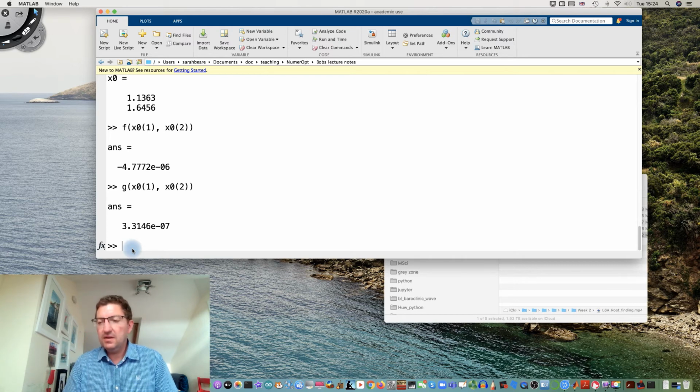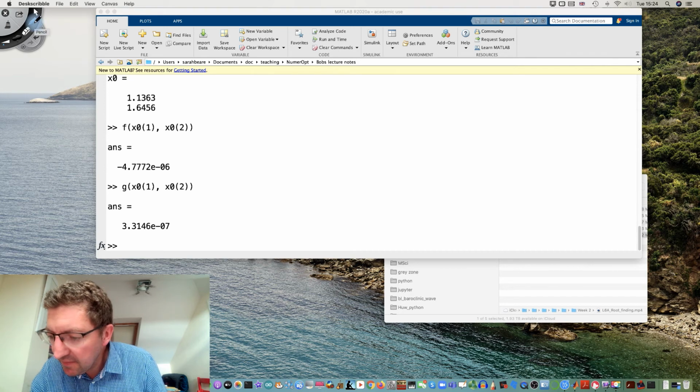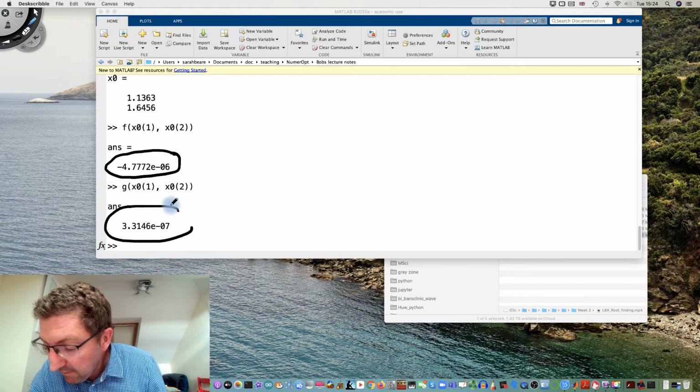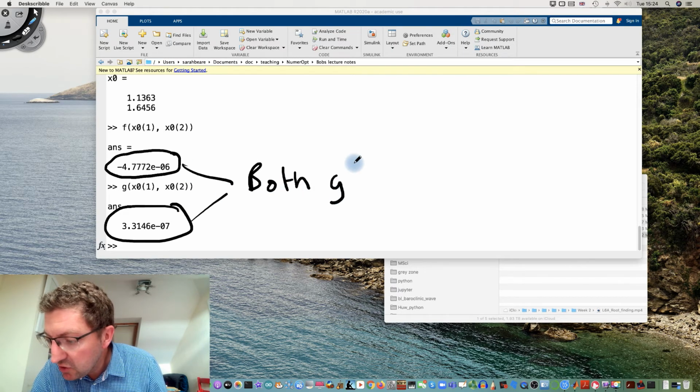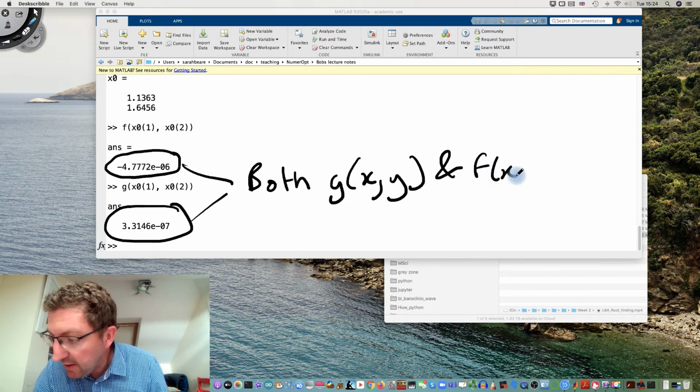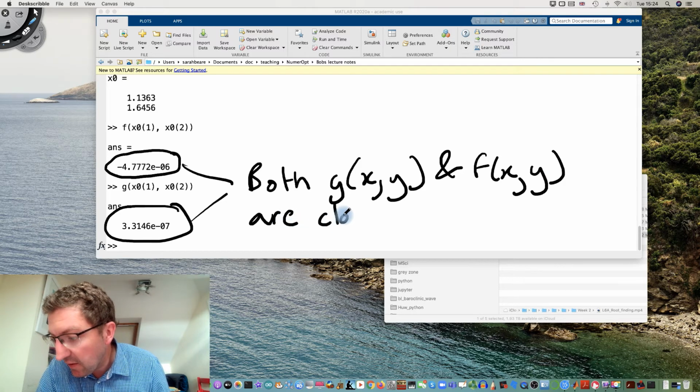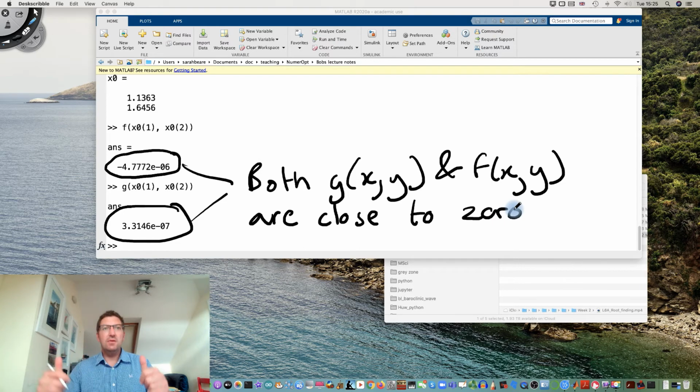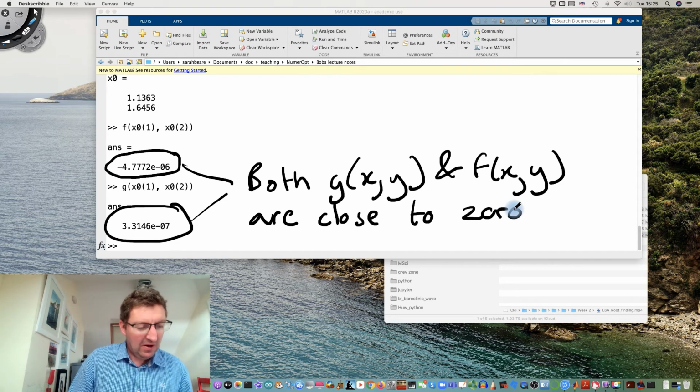So again, coming back to my pen, we clarify from these two values that both g of x of y and f of x of y are close to 0. So that's a good big tick on that.